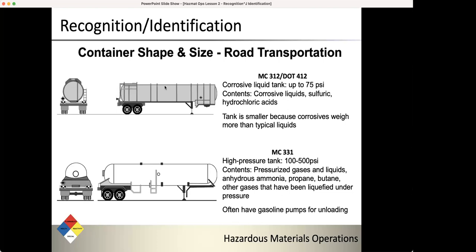So that's the 412. The 331 is a high pressure tank car. See the rounded ends? Just like that. It's going to be pressurized gases that are made into a liquid because of the pressure.